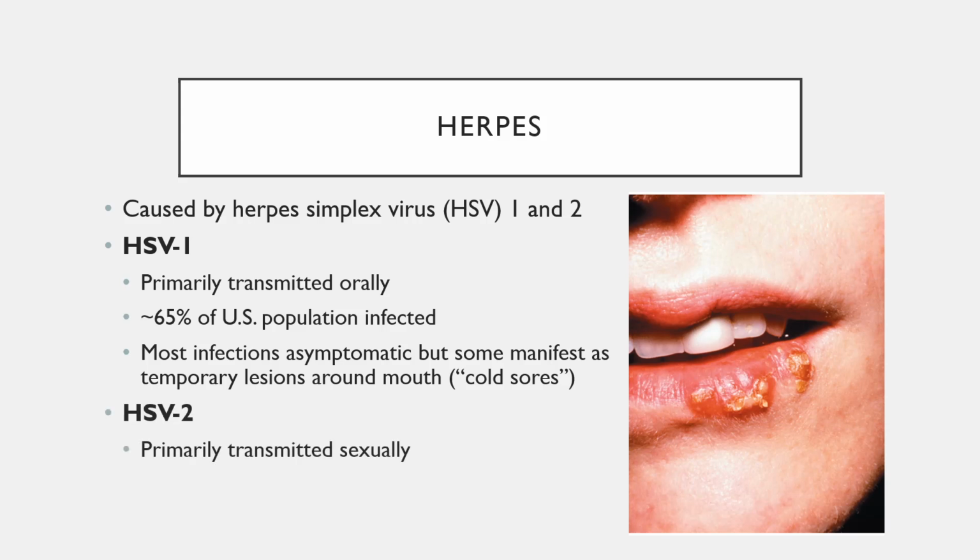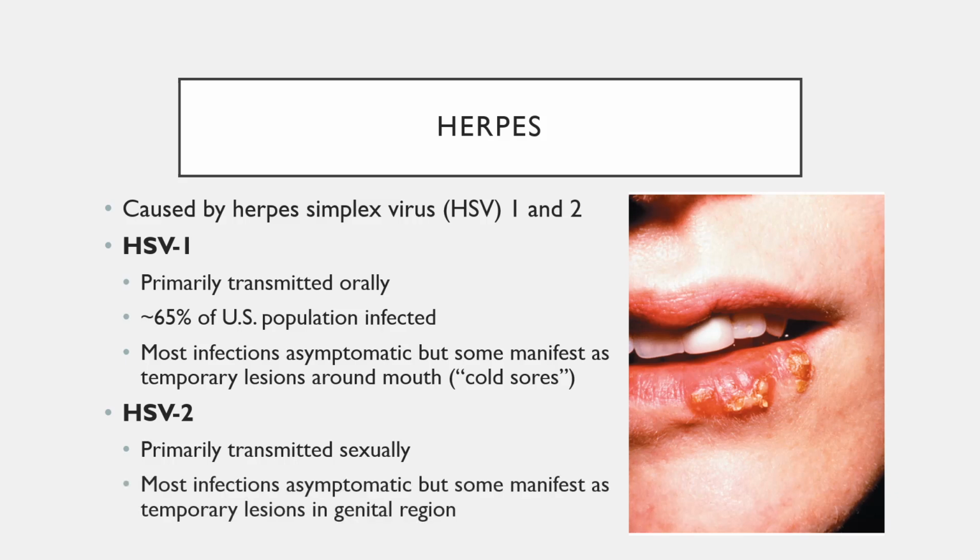HSV2 is primarily transmitted sexually, and this too produces mostly asymptomatic infections, but some of those infections manifest as temporary lesions in the genital region. It's important to note that either HSV1 or HSV2 can transmit it via either route. For example, HSV2 can be transmitted orally, and HSV1 can be transmitted sexually. But they do have a preferred transmission route where HSV1 is oral and HSV2 is sexual.